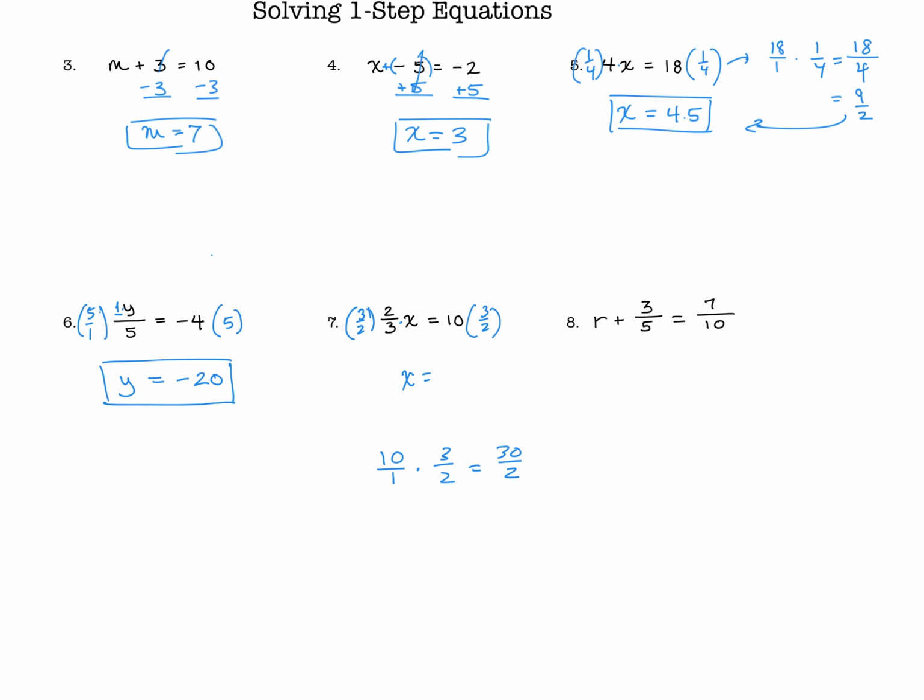You get 30 over 2, and 30 divided by 2 is just 15. So the answer is x equals 15. If your teacher allows you to use a calculator, then use the calculator. Type it right in there: 10 times 3 halves. Just make sure you type it in correctly, and you should get the answer as x equals 15. Moving on to number 8.